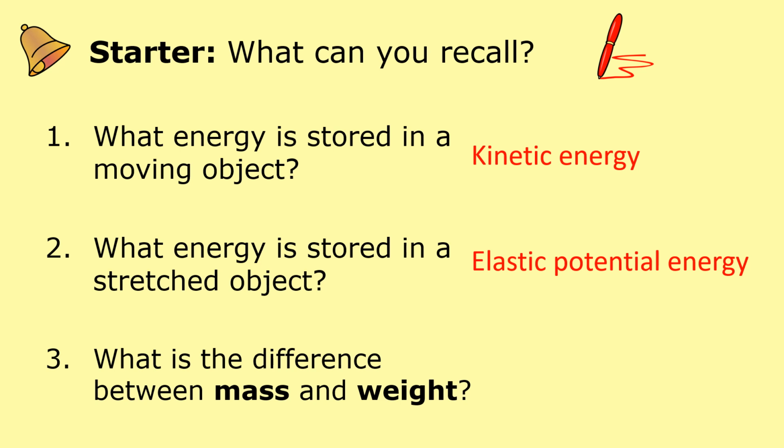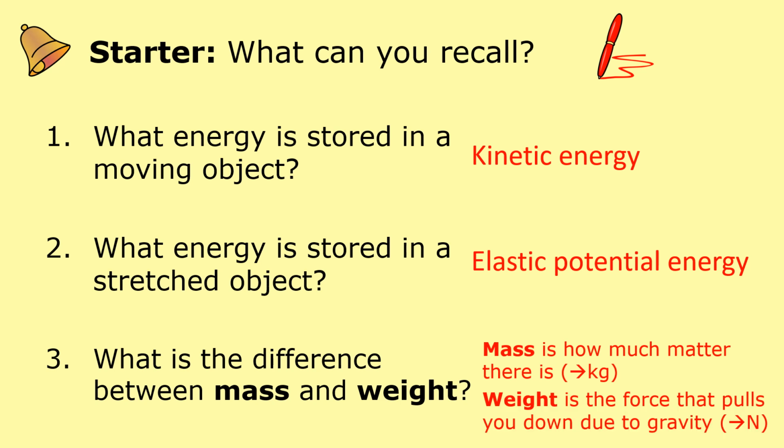Question 3, what is the difference between mass and weight? You did this last lesson. Mass is how much matter there is in an object, and we measure it in kilograms, whereas weight is the force that pulls an object down due to gravity, and that is measured in newtons. So remember, mass is kilograms, weight is a force measured in newtons.